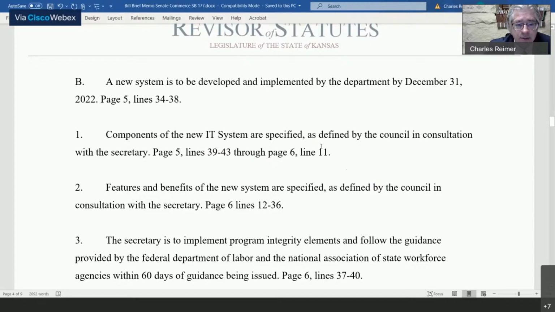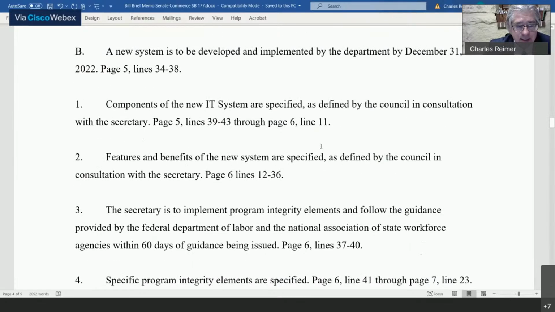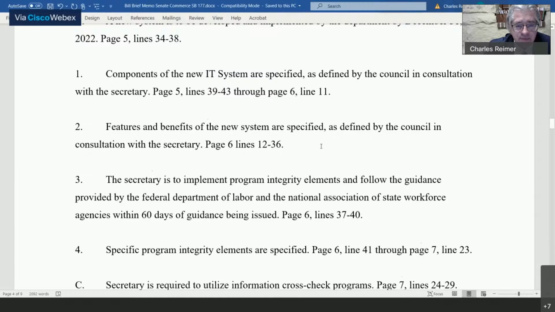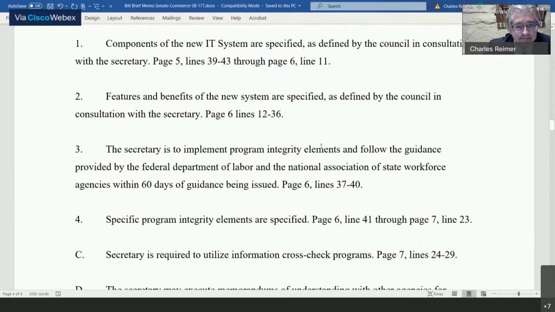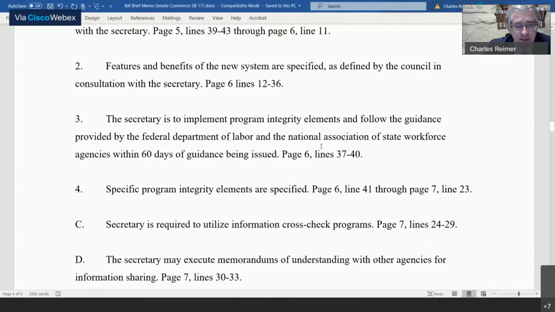That's an important date. The new system is to be developed and implemented by the Department of Labor by December 31, 2022. And then we have a detailed listing of components of the new IT system as defined by the council in consultation with the secretary. There's a list in the bill. There are also the features and benefits of the new system are specified, again, as defined by the council in consultation with the secretary. There's a list of those features and benefits in the bill.